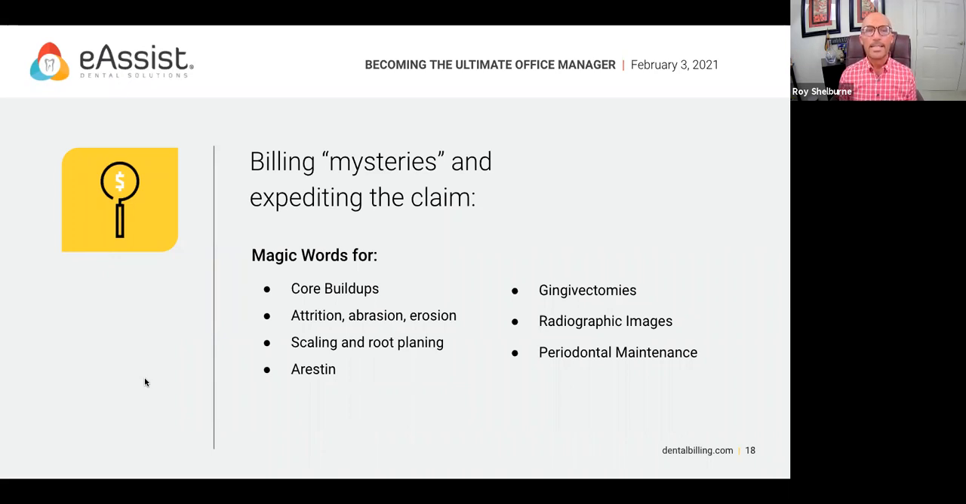The key to Arrestin is that it will not be reimbursed by most plans if it's done on the same day as scaling and root planing. The sequencing would be you scale, root plane, bring the patient back in 4 to 6 weeks, and any residual pockets, then you treat with Arrestin. If it's done on the day that the scaling and root planing is done, probably not covered.